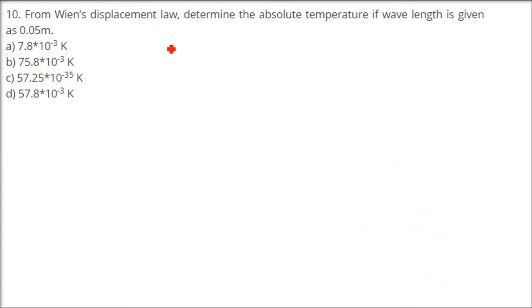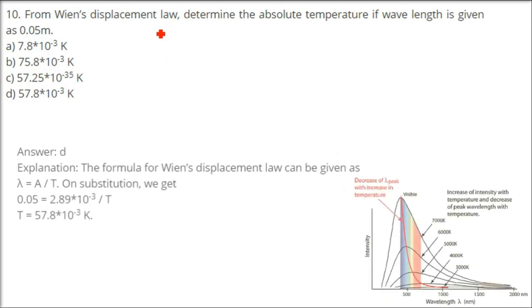From Wien's displacement law, determine the absolute temperature if wavelength is given as 0.05 meter. So lambda is A by T, we have already seen in one of the questions, Wien's displacement law, and we have lambda here 0.05 meter. Constant is already there with us, 2.89 into 10 to the minus 3. Temperature can be found out, it is 57.8 into 10 to the power minus 3 Kelvin. D is the correct answer.